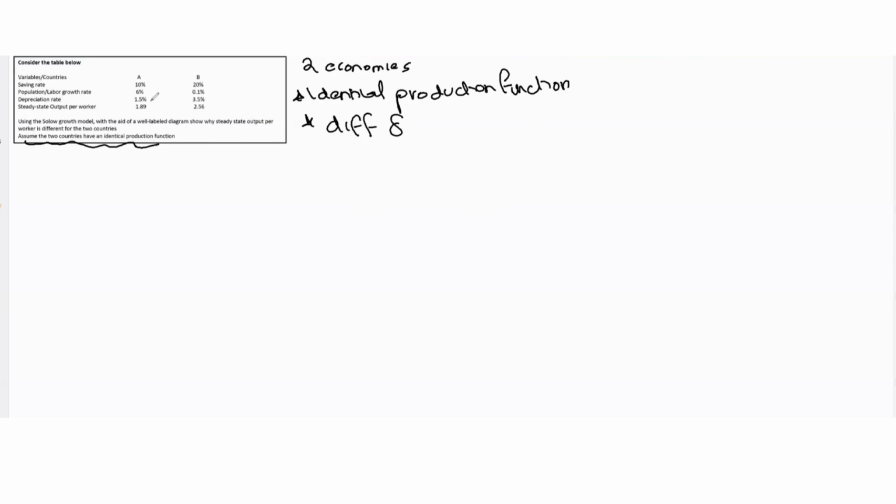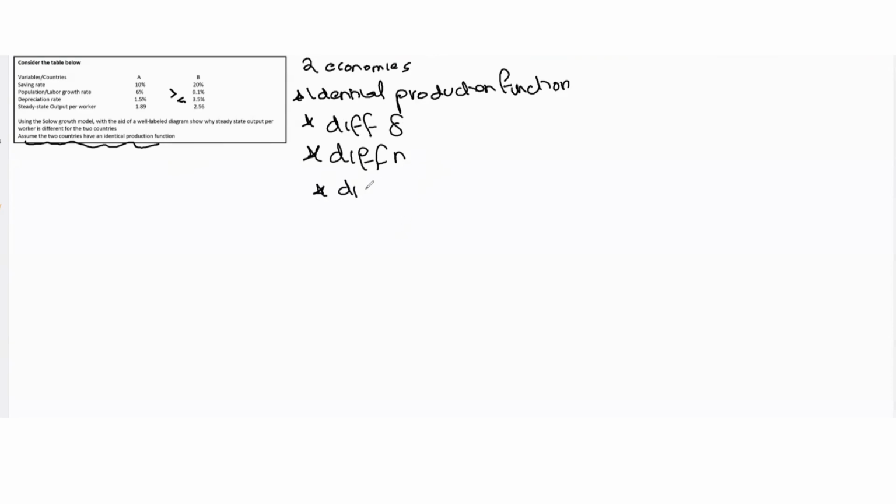So we're given two economies. They have an identical production function, as we're told over here: assume the two countries have an identical production function. They both have different delta. The depreciation rate in country A is 1.5%, in country B 3.5%, so in country B it is higher. They have different N. N represents your labor or population growth rate, which is higher in country A.